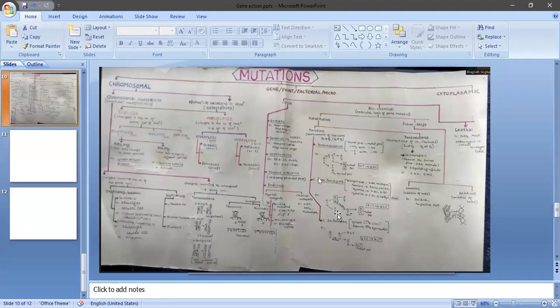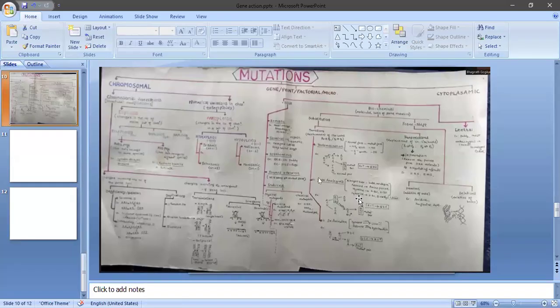In the same way, base analogs. Some chemical compounds have a structure very close or very similar to the actual nitrogen bases, like adenine and thymine. In the place of the actual nitrogen base, the base analog is substituted. The base analog binds with another nitrogen base. That's why an AT pair becomes a GC pair. So that is how base analogs are seen.